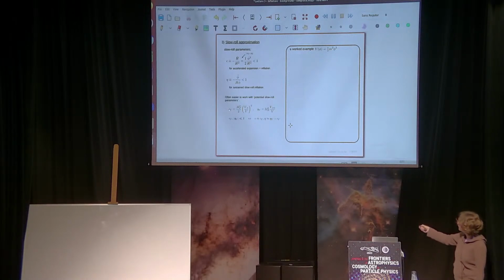To very good approximation, if we're in the regime where these parameters are actually small, this epsilon corresponds to this epsilon, and this eta we can get just by taking the difference of this eta and this epsilon. And these are more useful to work with because you only need to know the potential. You don't actually need to solve your equations of motion to get these slow roll parameters.